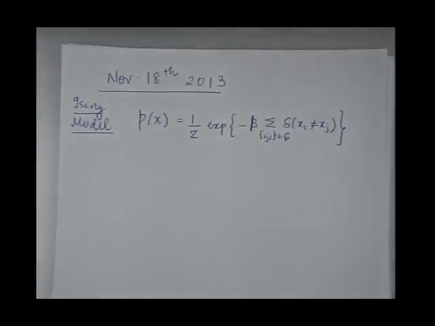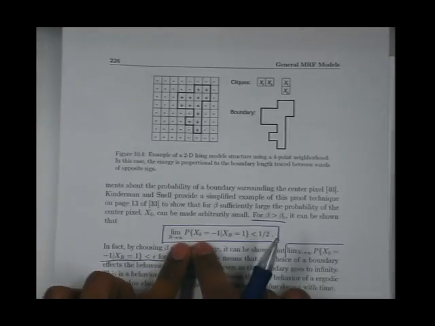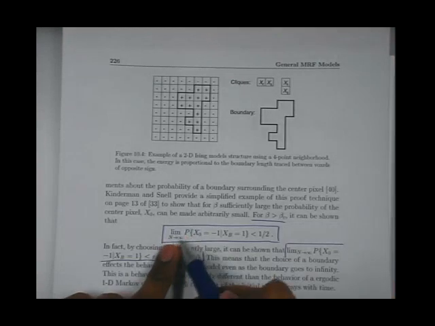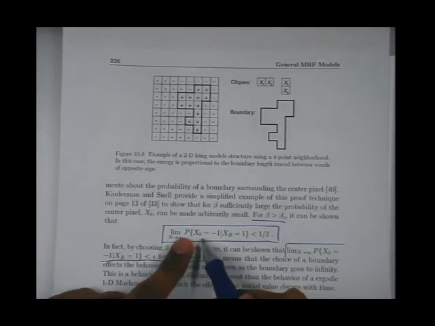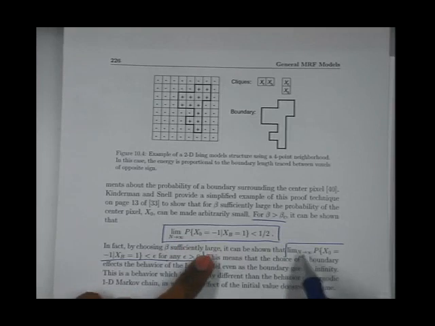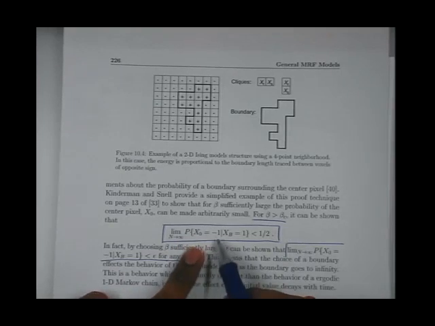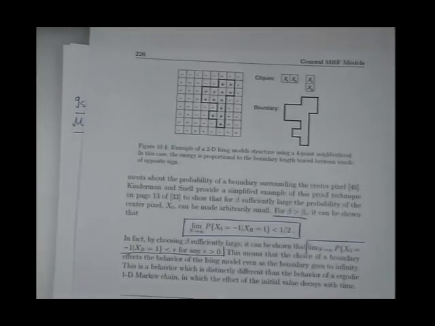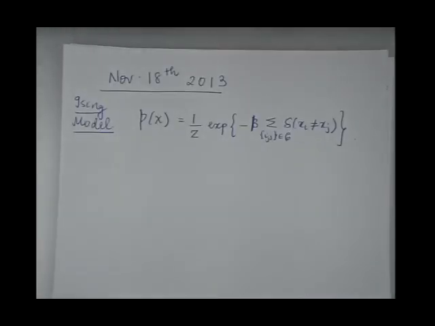Another very cool result: if you have an Ising model on a 2D lattice, and as the lattice size goes to infinity, the probability of a center pixel being equal to -1, given the boundaries are 1, is strictly bounded away from half. And in fact, you can make the probability of that pixel go almost to 0 by making beta sufficiently large. That's the whole point. As we increase beta, we're increasing the correlation in the field. And the critical observation is that there's an abrupt change.